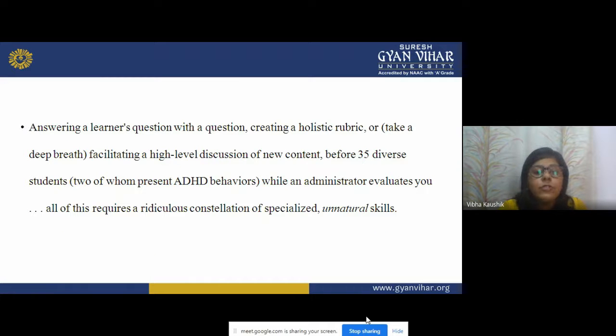Answering a learner question with a question means the learner is asking a question and I am replying to the learner with a question. Creating a holistic rubric means a rubric where there is a whole round development of the learner.